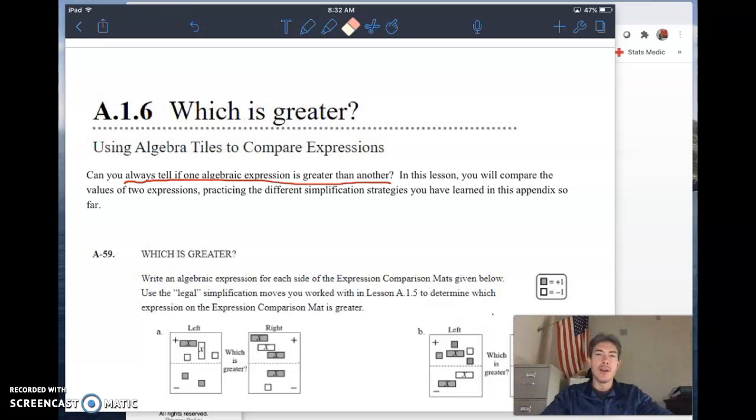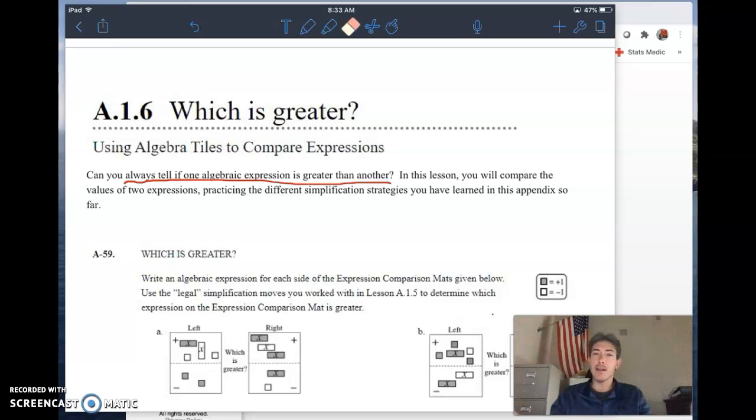It's Mr. Anderson. Today we're getting together to talk about section A.1.6, and we hope by the time we're done today to be able to answer that question, which is greater. The algebra tiles are going to be a helpful tool because comparing in mathematics is one of the biggest challenges we often have. So our purpose today is using those algebra tiles to make things as simple as possible.